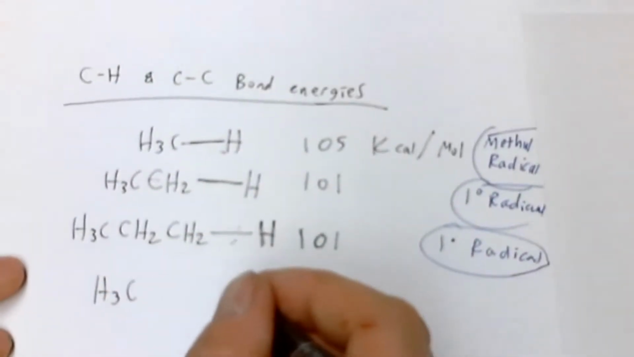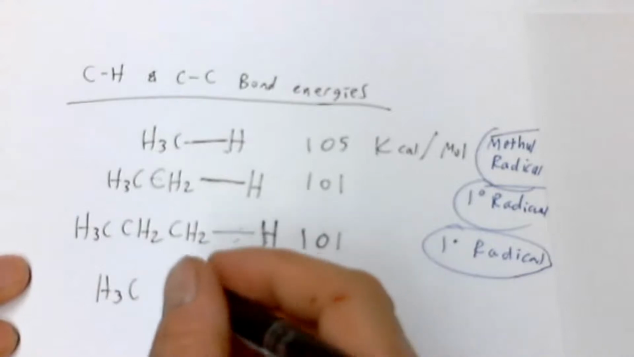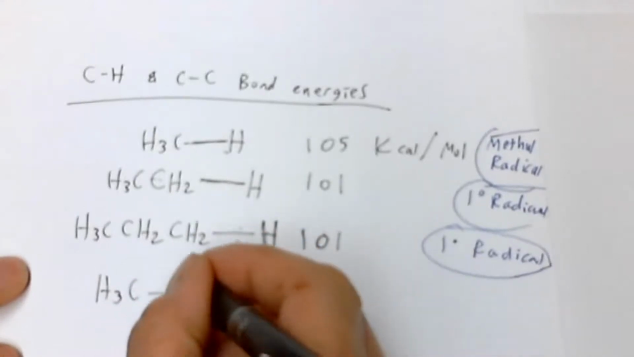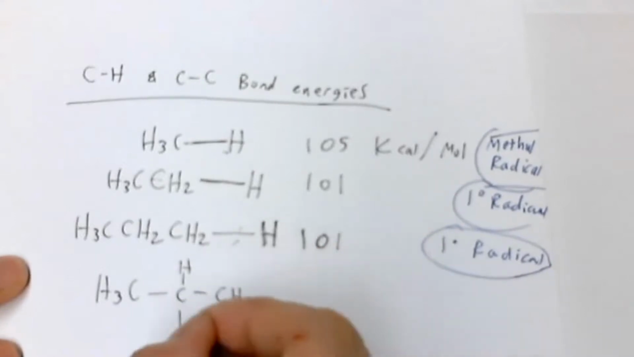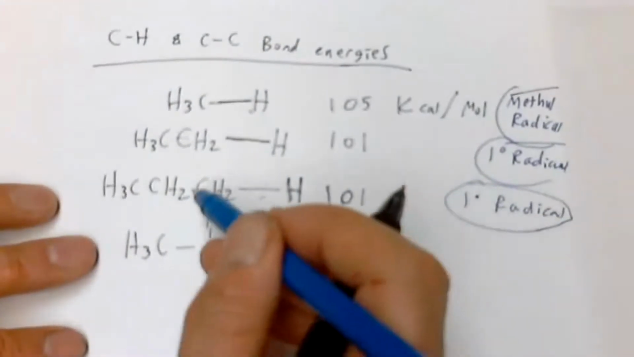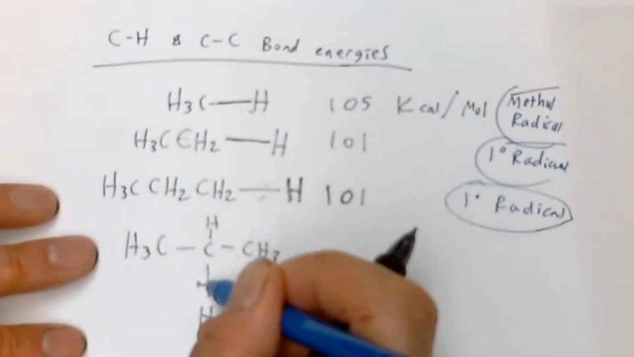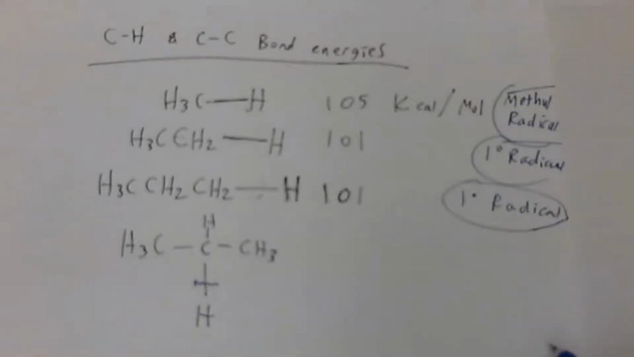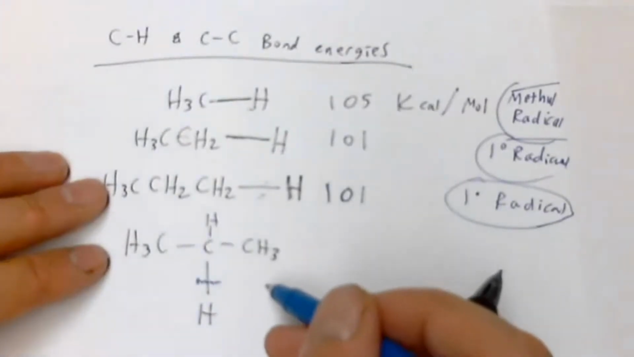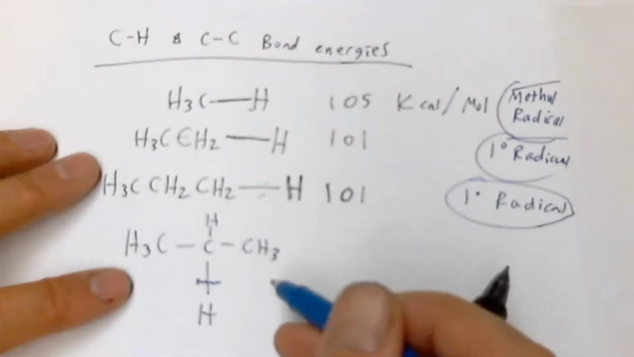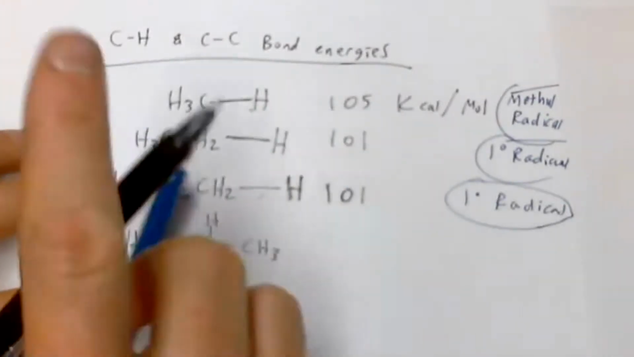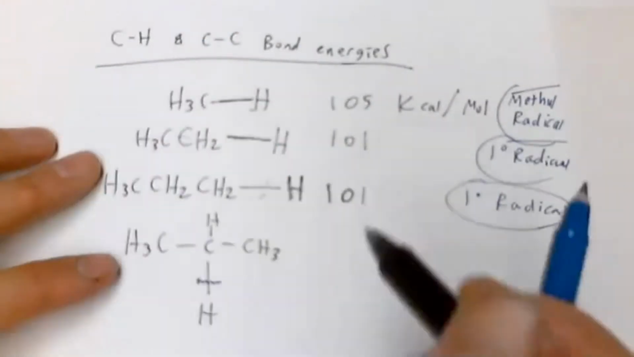Okay, what about H3C, CH, CH3, H? Now I'm going to explicitly show the bond we care about, with my little zigzag. And this one is a smaller number. This one is going to be 98.5.